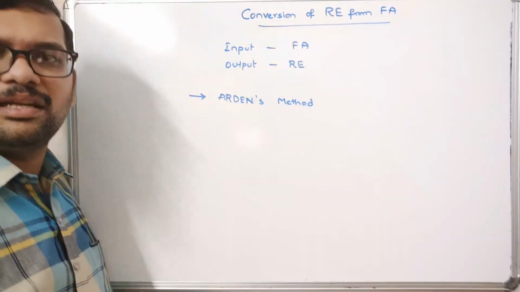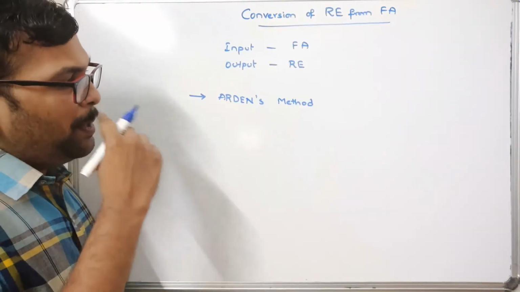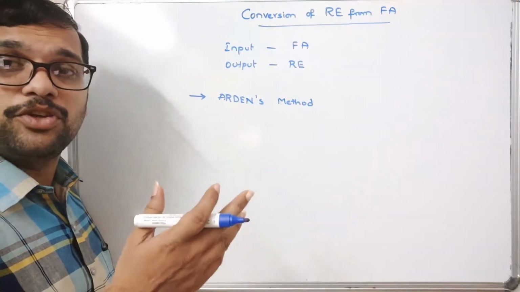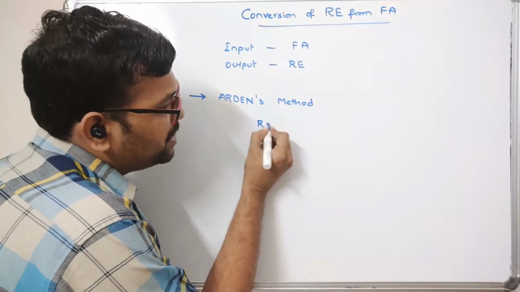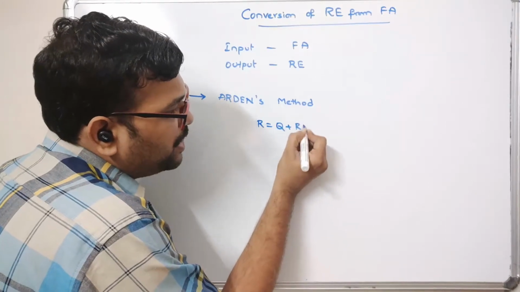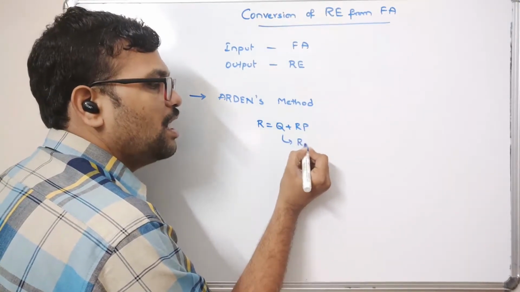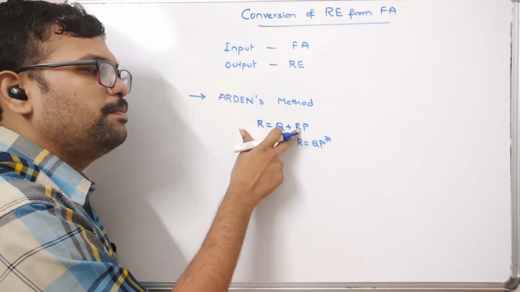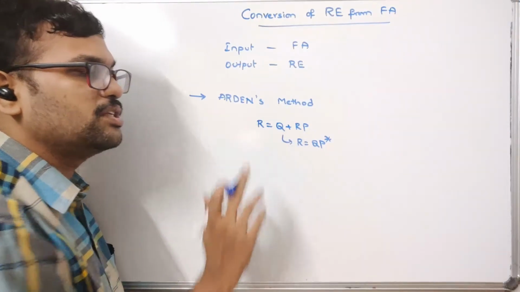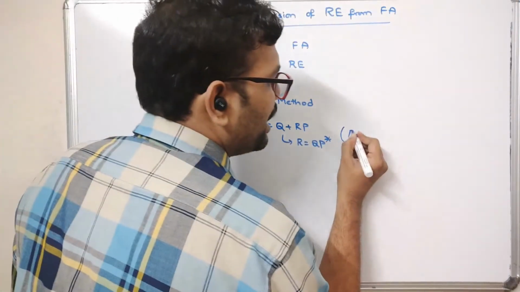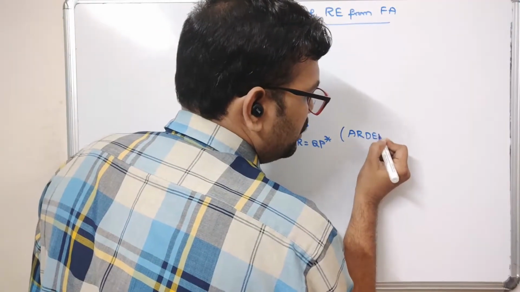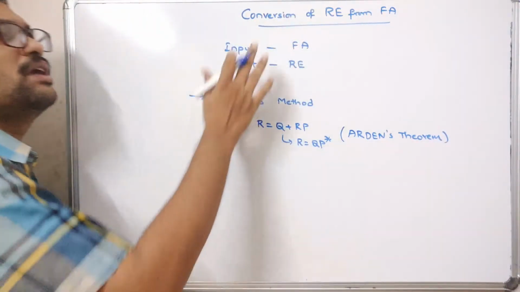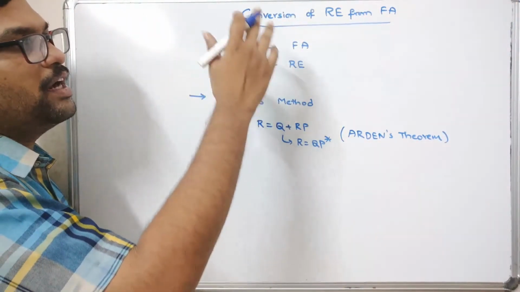We have seen this Arden's theorem in the previous session, right? If P and Q are regular expressions, and P doesn't have any epsilon, then the equation R = Q + RP will have the unique solution, that is R = QP*. That means if any equation is of the form R = Q + RP, we can just replace it with R = QP*, and this we call Arden's theorem. Right? So here we are going to use this Arden's theorem in order to convert the finite automata to regular expression.